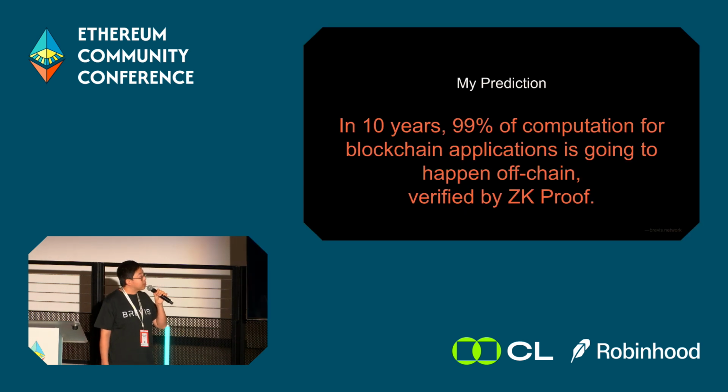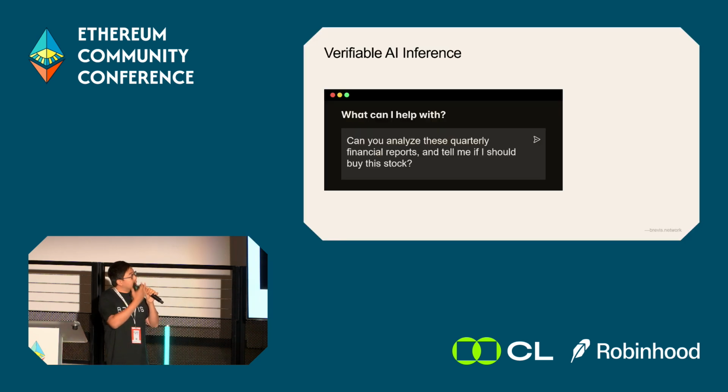So my prediction is that in 10 years, we're going to see 99% of computation for blockchain applications going to happen off-chain and verified by zk proof and hopefully by Brevis. So, this is not only about blockchain. Verifiable computing has a wide range of application scenarios, even in AI.